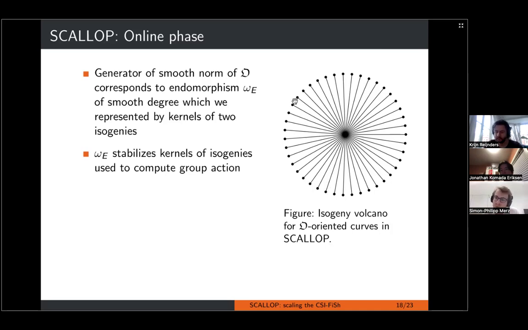Now, given one curve on the outside with the corresponding endomorphism that realizes the orientation of this sufficiently smooth degree, represented by its kernel, we just look again at the isogenies with kernels stabilized by this endomorphism, and then walk essentially left and right on the outer circle.